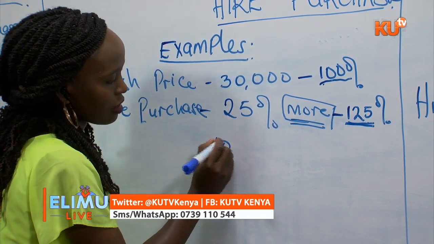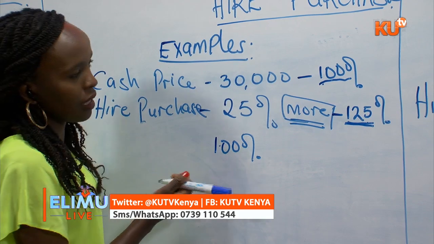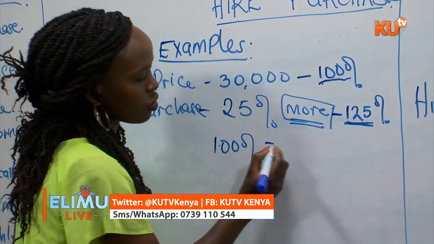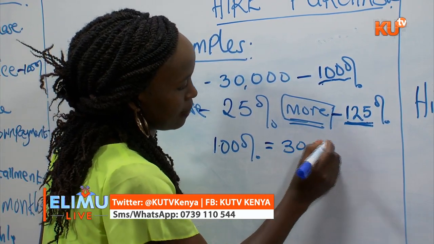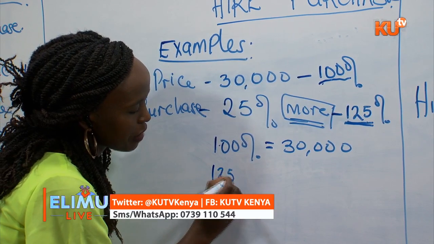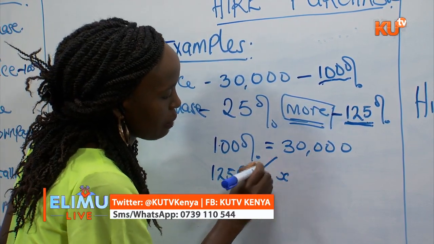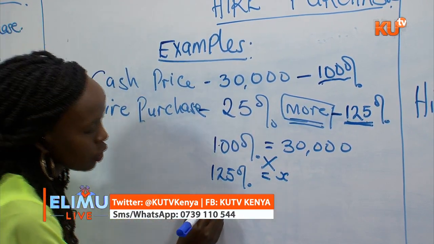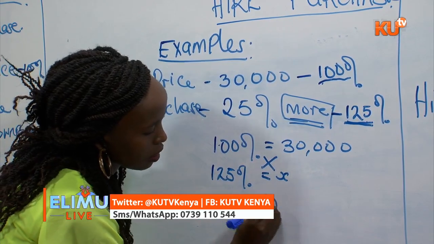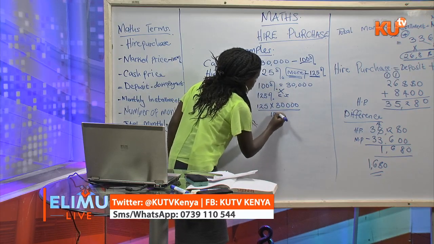So we say 100%. We use cross multiplication. I'm sure you have learned how to use that. We learned that in class 4. 100% is equivalent to 30,000. What about 125%? We cross multiply. It's going to be 125 times 30,000, divided by 100.